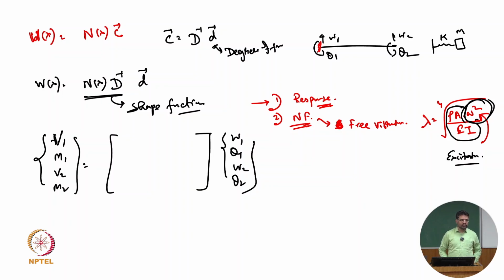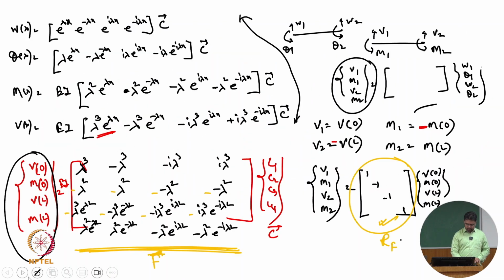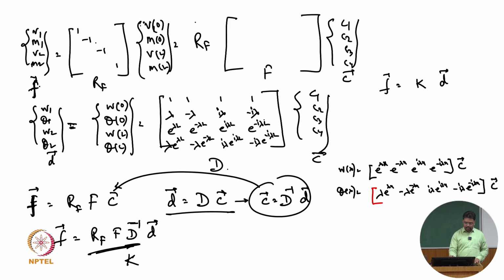Okay, agreed? So now think that full matrix, whatever we are getting, that matrix is nothing but a function of omega, because all the terms are related to lambda. If you see, the full thing is related to lambda, and lambda contains omega. Agreed? So it is a function of omega.